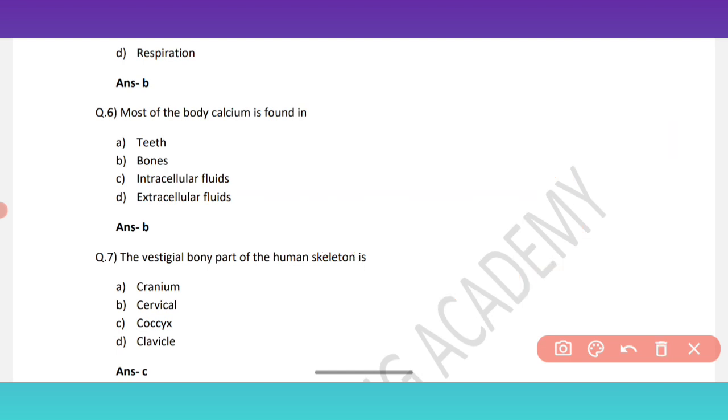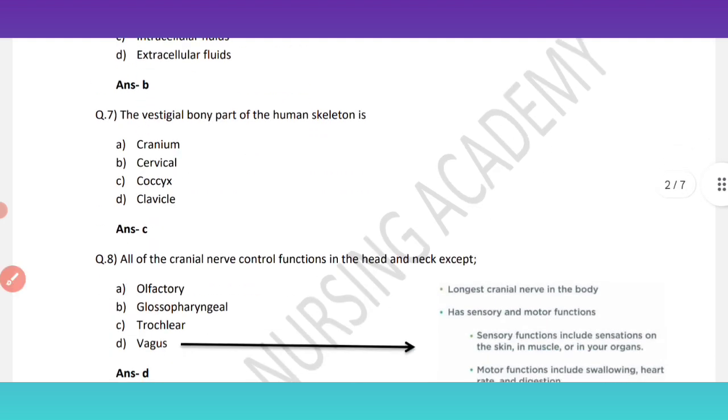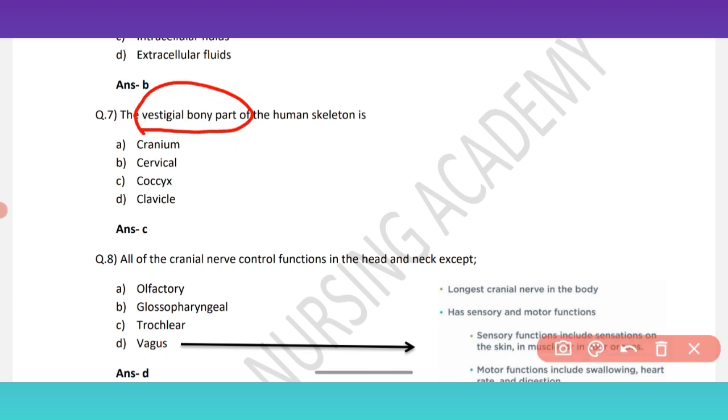So here the right answer is option B, that is bones. The next question is vestigial bony part of the human skeleton. First, you should know the meaning of vestigial bony part. Vestigial bony part means a useless part which is there in our body, which is not performing any kind of activity. For example, you can take the appendix, which is there in the small intestine.